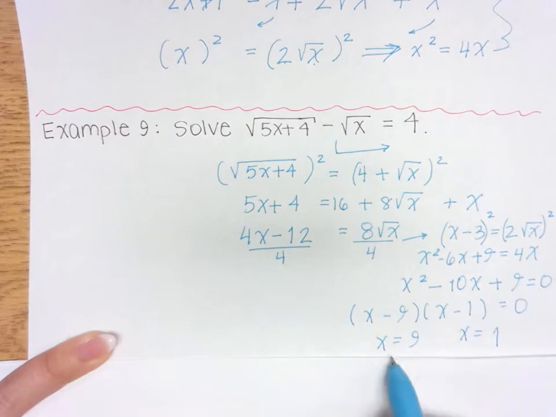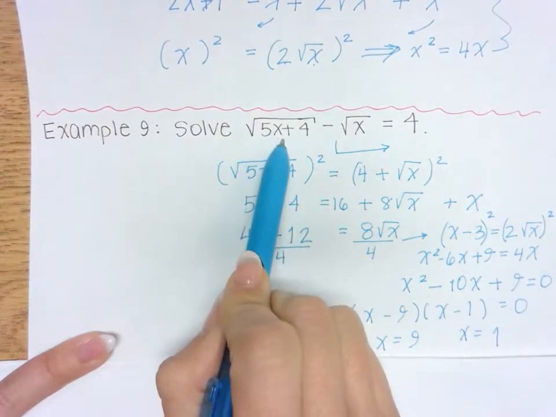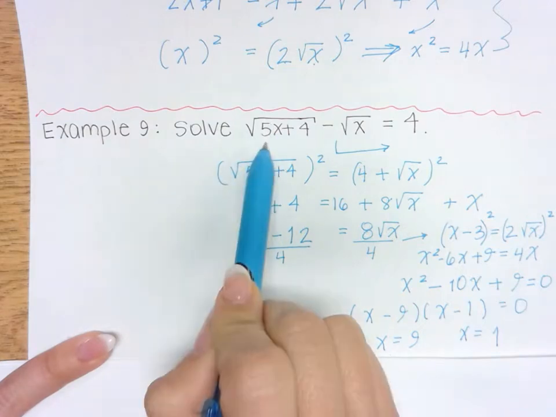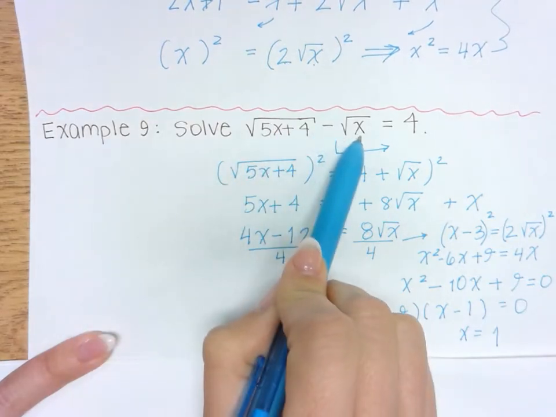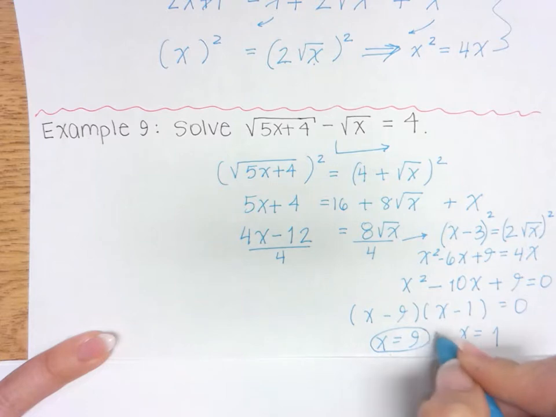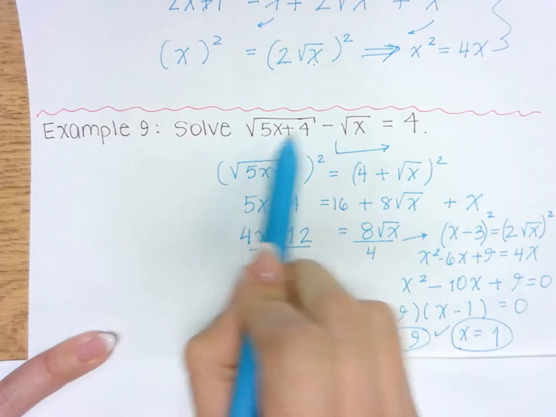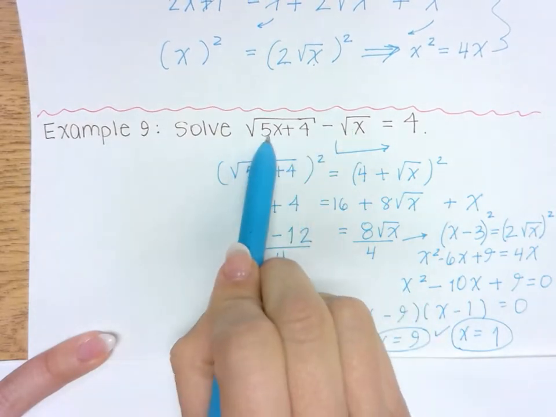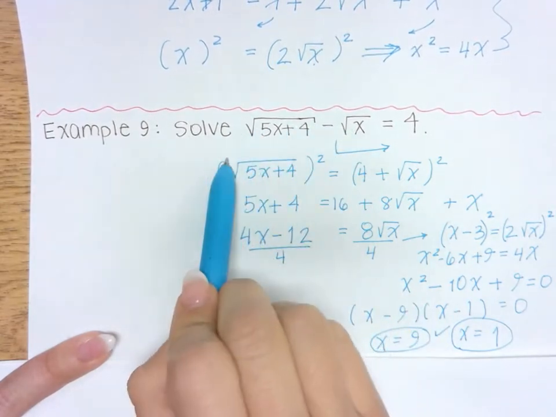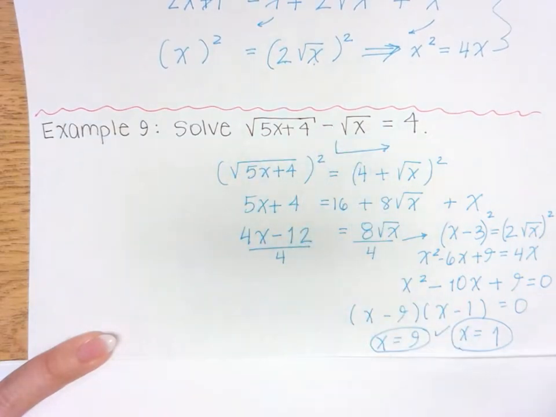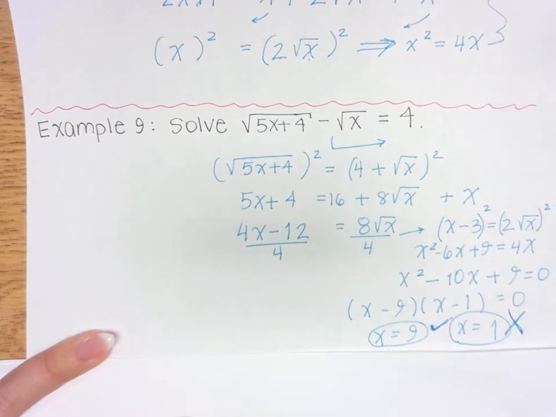If you fill them in to check, 45 plus 4 is 49. Square root of 49 is 7. 7 minus the square root of 9 is 7 minus 3. That works. Fill in the 1. 5 times 1 plus 4, yeah. Square root of 9 is 3. 3 minus 1 is 2. So that one does not work. Okay? So we gotta watch out. We only had one answer in this case, so I hope you kind of have the hang of it.